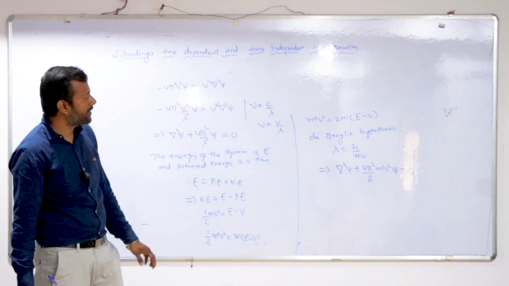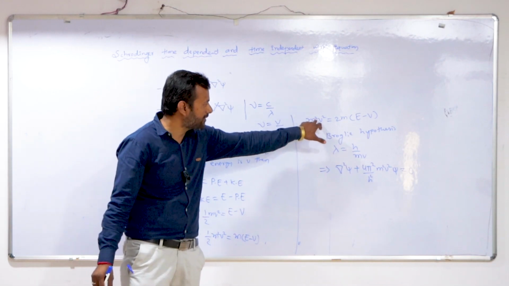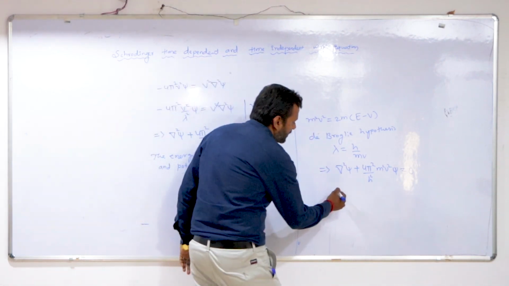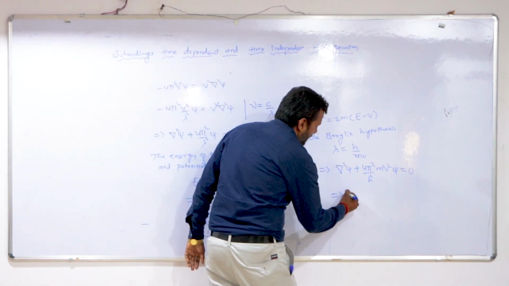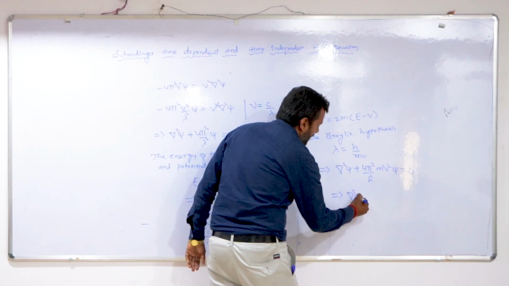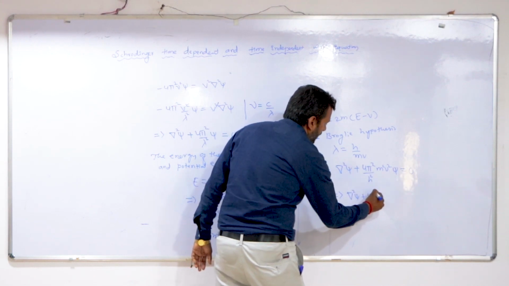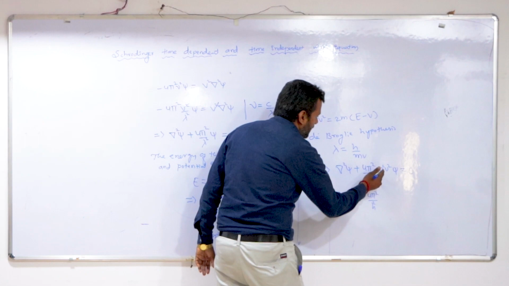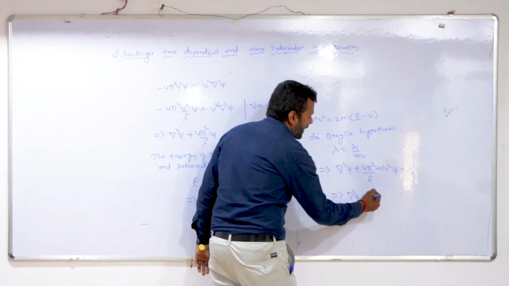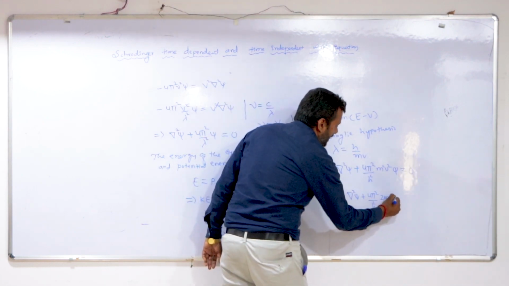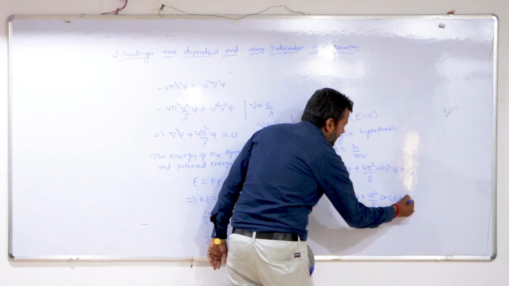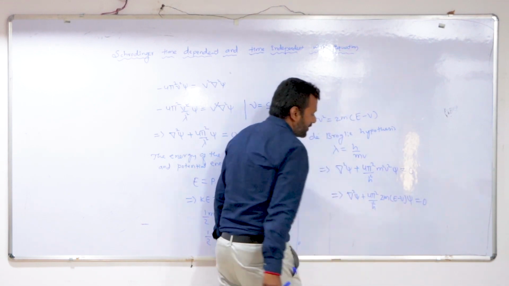Now this m square v square value we already got, so we keep it here. That is, del square psi plus 4 pi square by h square times m square v square, which we can write as 2m(E minus V), psi equals 0.